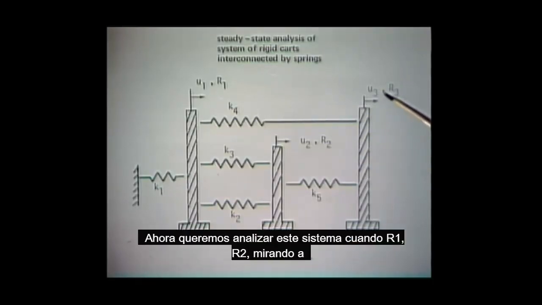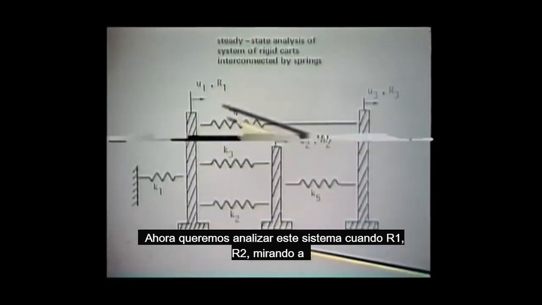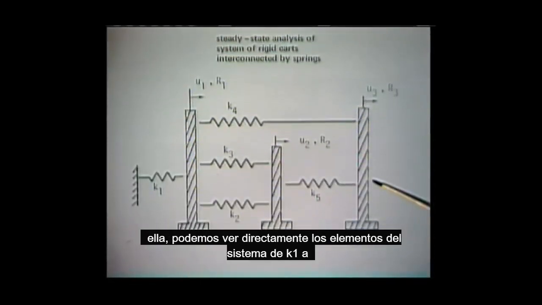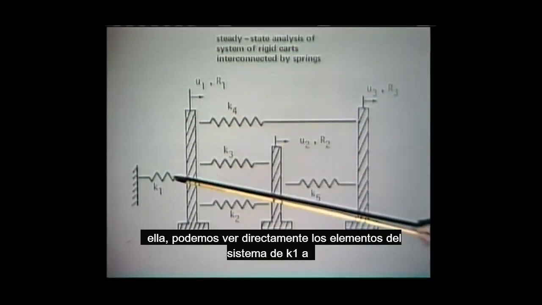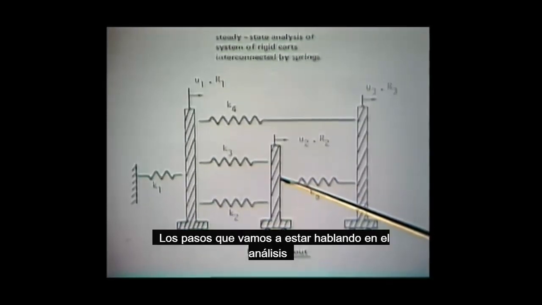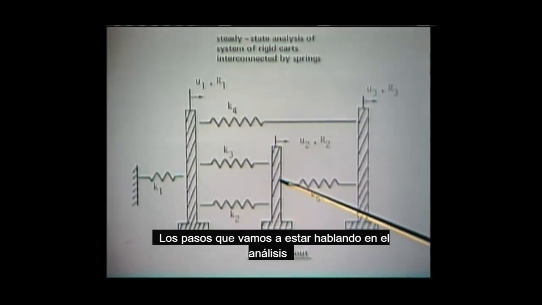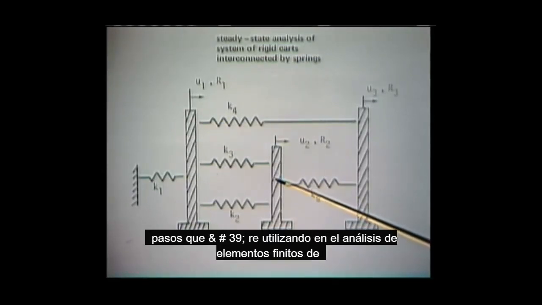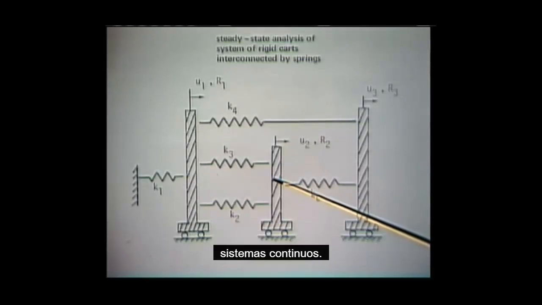We now want to analyze this system when R1, R2, R3 are applied. Looking at it, we can directly see the elements of the system, K1 to K5, and we can see directly, of course, how these elements are interconnected. The steps that we will be talking about in the analysis of this discrete system are really very similar to the steps that we're using in the finite element analysis of continuous systems.